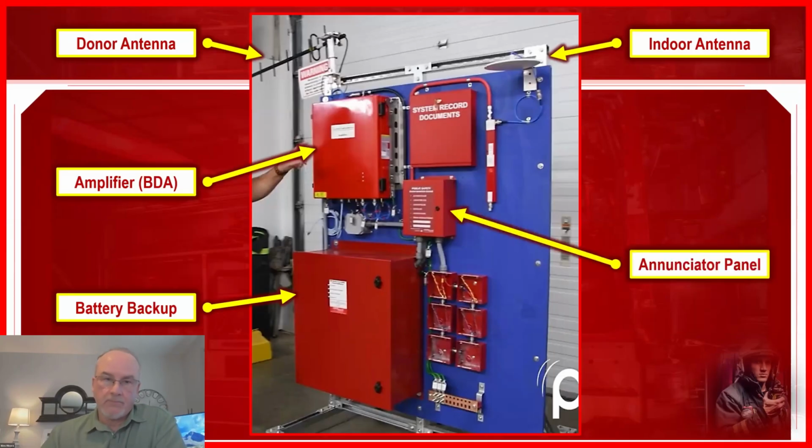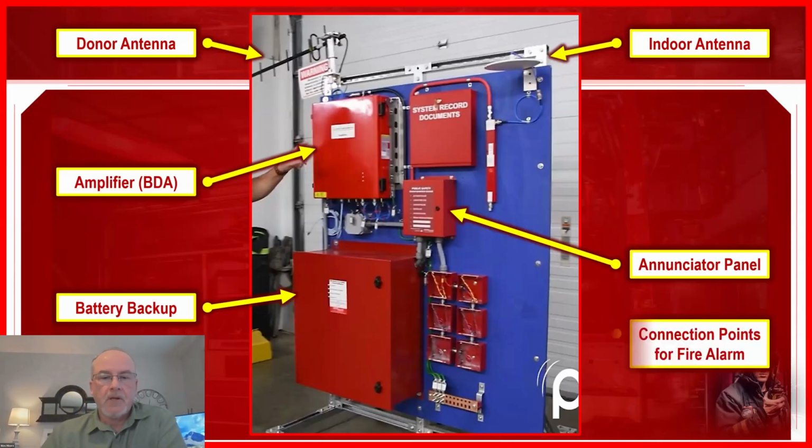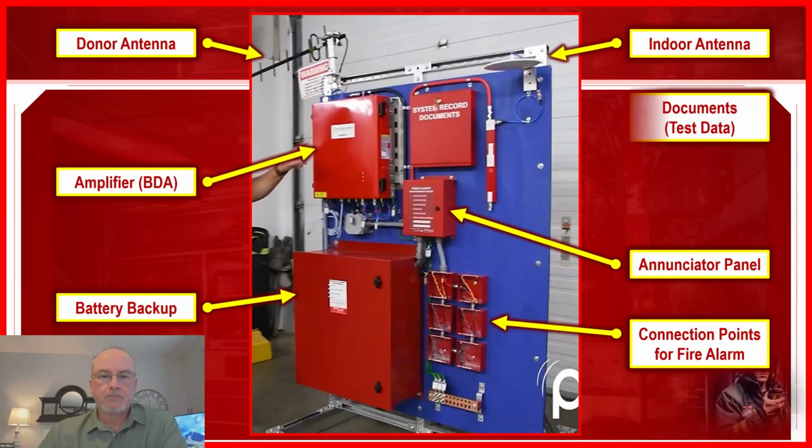We have an annunciator panel. This is a panel that's basically going to show us what's working and what's not. If there's a problem, a first responder can go right up to that and see with blinking lights, this is working, this is working, this is a problem. Then we have connection points to the fire alarm. We connect this system to a fire alarm so that if there's a problem, it goes to the fire alarm system and notifies someone that there's an issue.